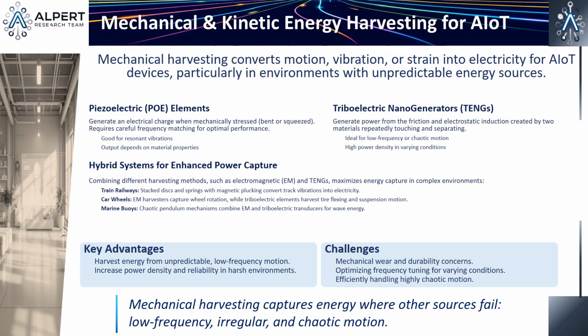Kinetic or mechanical harvesting. This seems perfect for things that are always moving. Mechanical is all about converting motion, vibration, or strain into electricity. The power you get can vary a lot. And the main transducers are? Piezoelectric elements are a big one. They generate a charge when you bend or squeeze them. And the other newer one is triboelectric nanogenerators, TENGs. They generate power just from friction.